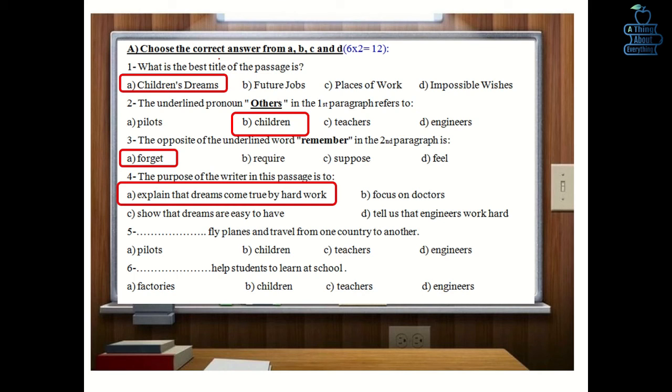Now, number 5, this is an explicit question which has to go back to the text again and find out what is the missing word. Fly planes and travel from one country to another. According to your understanding of the text, you can find out that pilots is the correct answer. Now we go down to number 6. Help students to learn at school. Of course, it is the teacher.